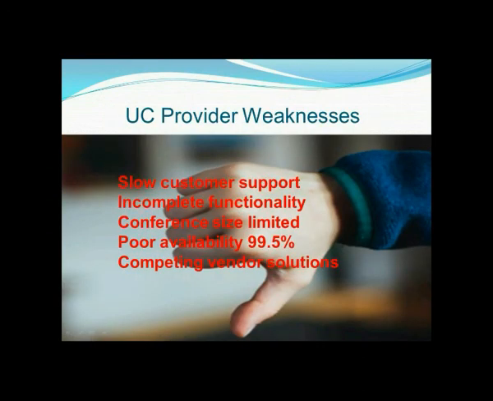The weakness list is longer than the strength list. Some of the things you need to look at are customer support that is slow to respond. Since unified communications is made up of multiple elements, you may discover some incomplete functionality from some providers. Some providers also limit the conference size for audio and video conferencing that they support. Availability of 99.99% is what you want. However, several providers have availability numbers lower than that. At least one provider has multiple competing solutions, which makes it confusing of which one to choose.